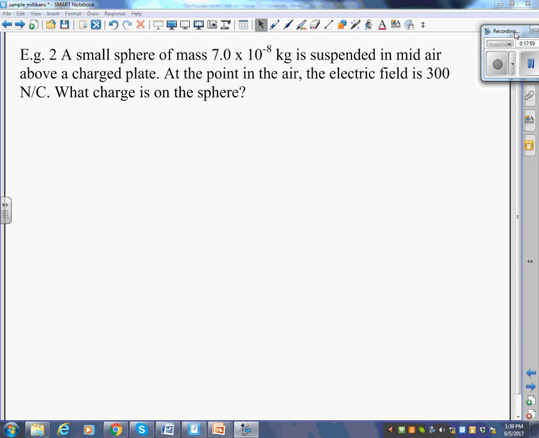A small sphere of mass 7.0 times 10 to the minus 8 kilograms is suspended in midair above a charged plate. At that point in the air, the electric field is 300 newtons per coulomb. What charge is on the sphere? What are we solving for? Q.